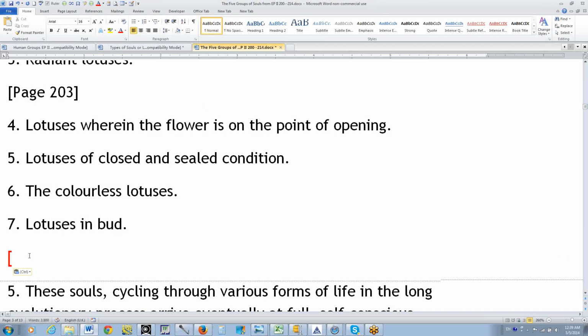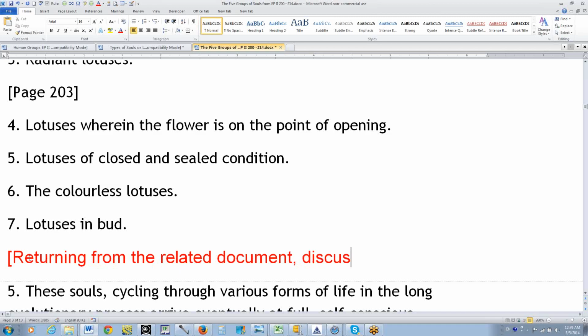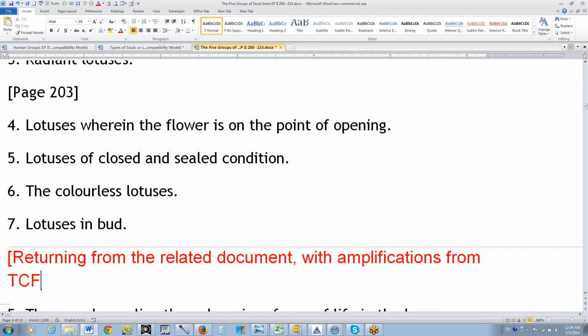So we could say here, returning from the related document discussed with amplifications from TCF, a treatise on cosmic fire. Okay, so we will then go on with this document.